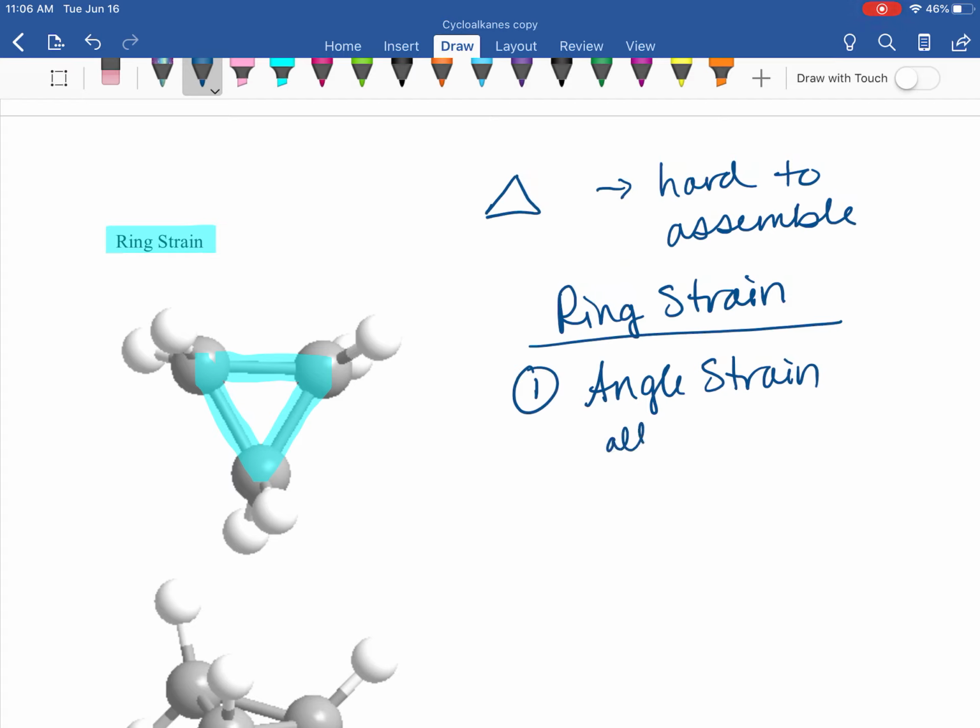Remember, we're dealing with all carbon and hydrogens, all single bonds. And what then is our perfect shape in space, sp3, tetrahedral? And why do we care about tetrahedral? With tetrahedral, everything is evenly spaced. And that angle is 109.5.